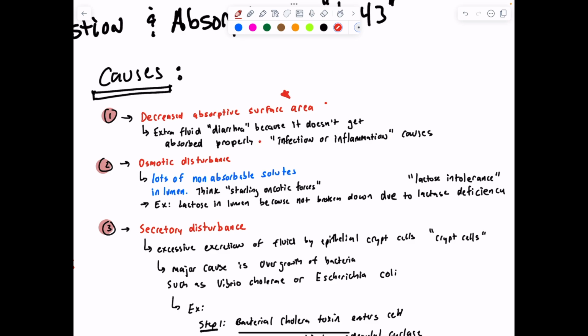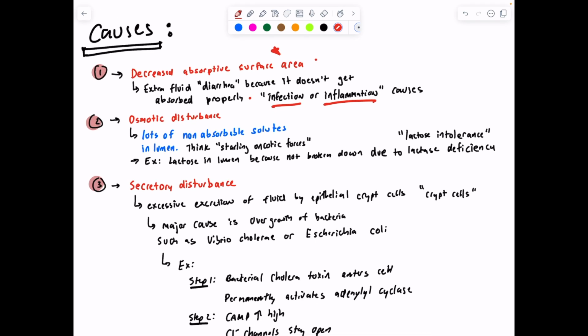And what would cause a loss of surface area? A decrease in microvilli, perhaps, as a result of infection and inflammation. Osmotic disturbances, aka a lot of non-absorbable solutes in the lumen. So think Starling forces: if you have a lot of lactose in the lumen of the GI tract that could not be broken down due to lactase deficiency, now you have Starling forces bringing fluid into the lumen, and you're going to have diarrhea. So, osmotic disturbance.